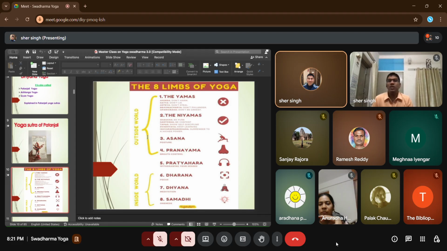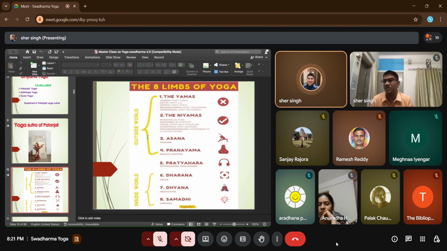And then Ishwar Pranidhana. Ishwar Pranidhana means surrender to God, surrender to the higher power. This is how, through meditation, we can surrender ourselves and connect to ourselves. So these are the yamas and niyamas. These are the foundation of Ashtanga yoga.